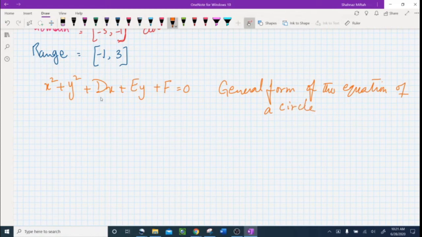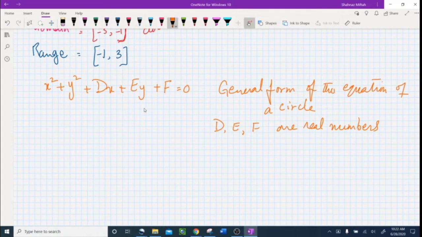Okay, that's a general form. So what are D, E, F? D, E, F are real numbers. I was going to show you, if you have a general form, how do you change this back to standard form?